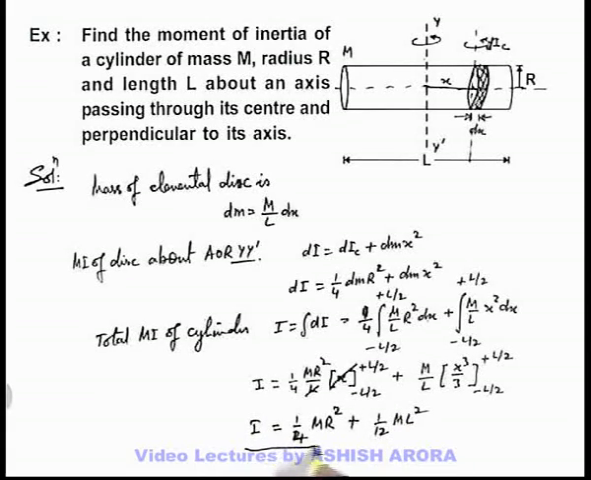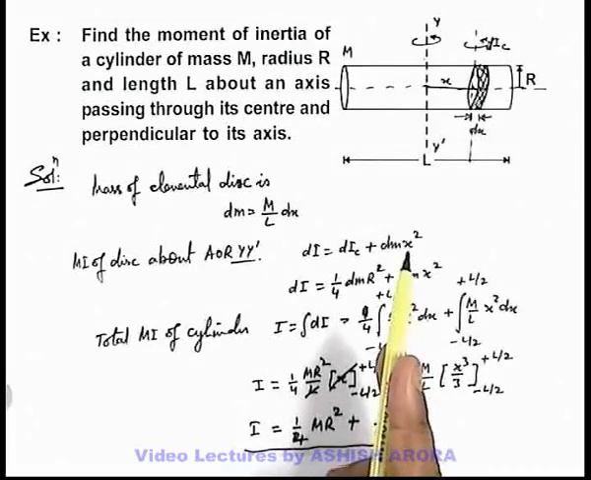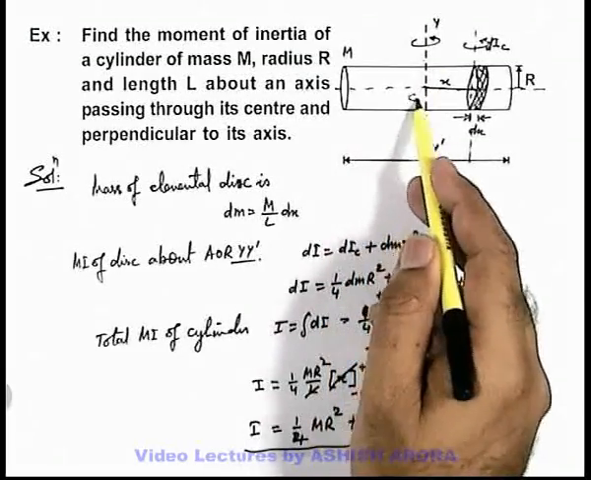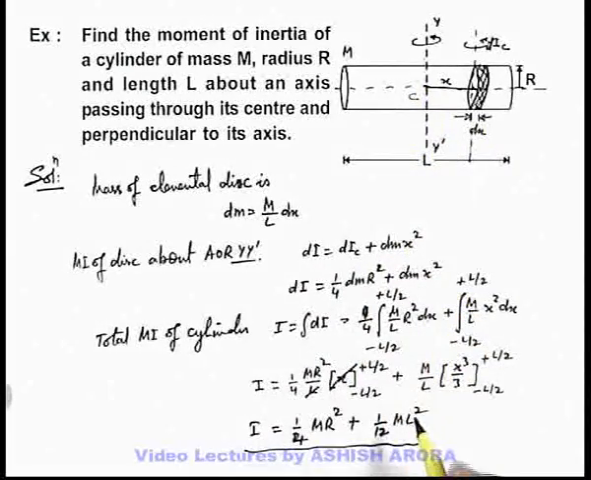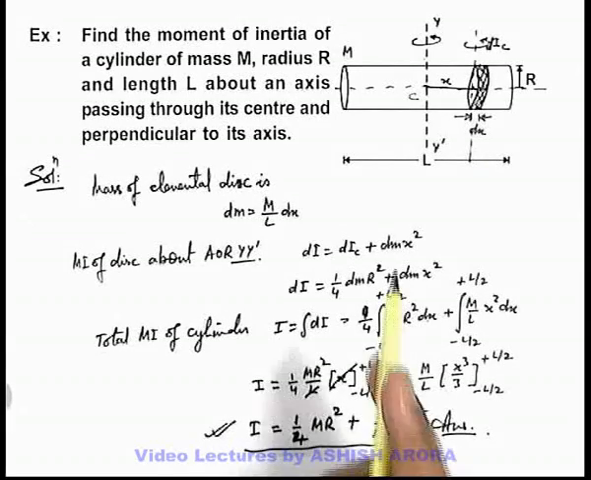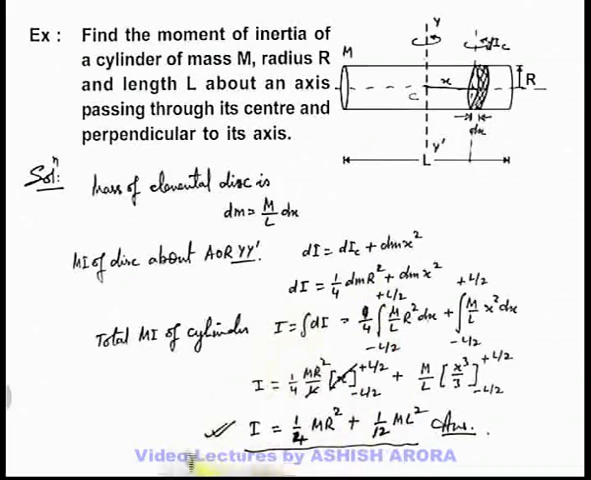So this is the moment of inertia of this cylinder about the axis which is passing through its center and perpendicular to the axis of the cylinder. That will be the answer to our problem. You can also keep the result on your fingertips, that is 1 by 4 mr square plus 1 by 12 ml square, as a standard result for this situation of a cylinder.